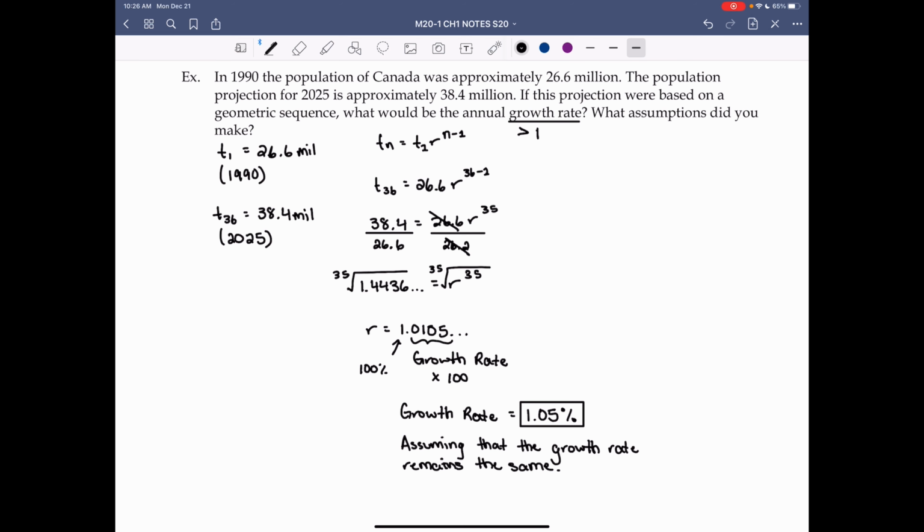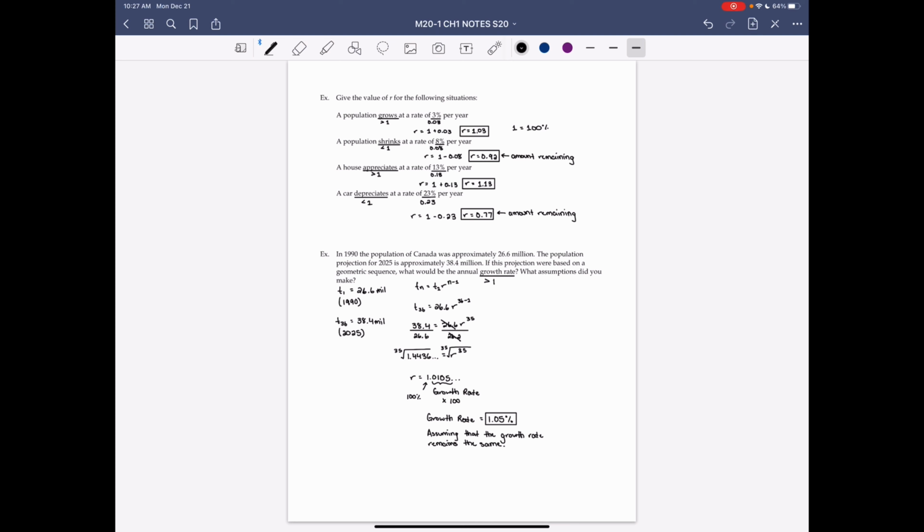That brings us to the end of Chapter 1, Lesson 3.